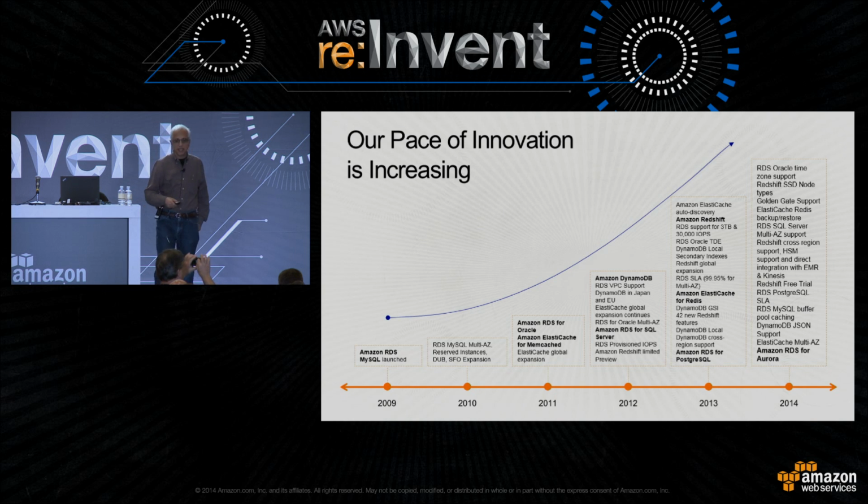We launched RDS in 2009. We added multi-AZ to it in 2010. We launched with Oracle in 2011. We also launched ElastiCache in 2011. In 2012, we had DynamoDB as the major service we launched. We launched SQL Server support for RDS. In 2013, we did Redshift and a number of other things such as Redis support. And there are lots and lots of features that have been continuously built over this. So there's a massive amount of investment and innovation going into these services to make them better all the time.